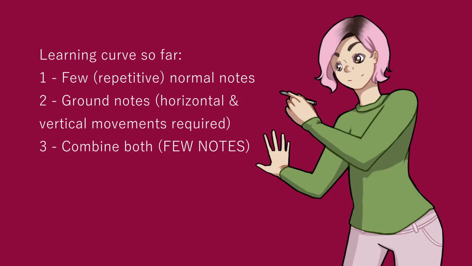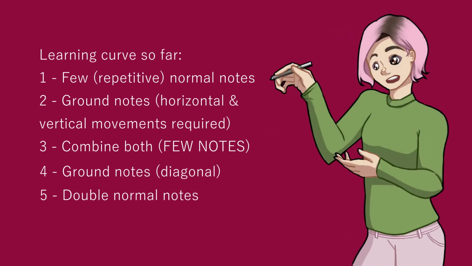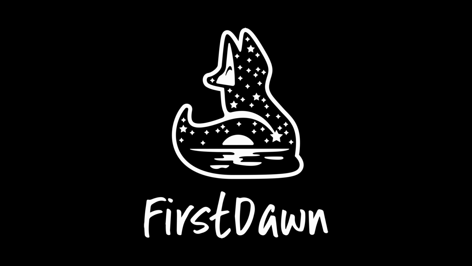Once the player is used to that, we'll move to diagonal movements for the notes on the floor and a few double notes for the ones coming towards the player. Then, we'll increase the frequency of the notes and the movements required to get the notes on the floor, progressively, slowly, letting the player learn the required skills to master the game, but always presenting them with something that challenges them. The learning curve is very, very important.